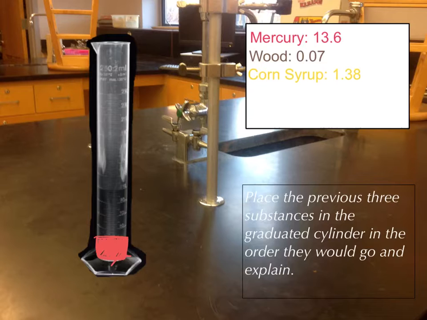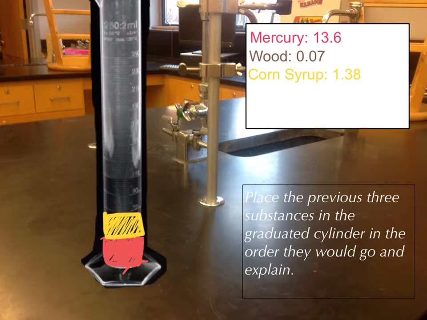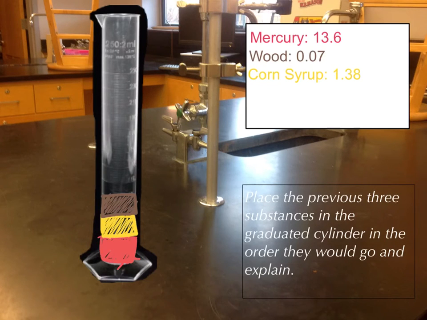Next is going to go corn syrup because it is more dense than 0.07, but is less dense than 13.6. Last is going to go the wood since it is the least dense out of all of the substances. This is how the substances would lie based on their densities.